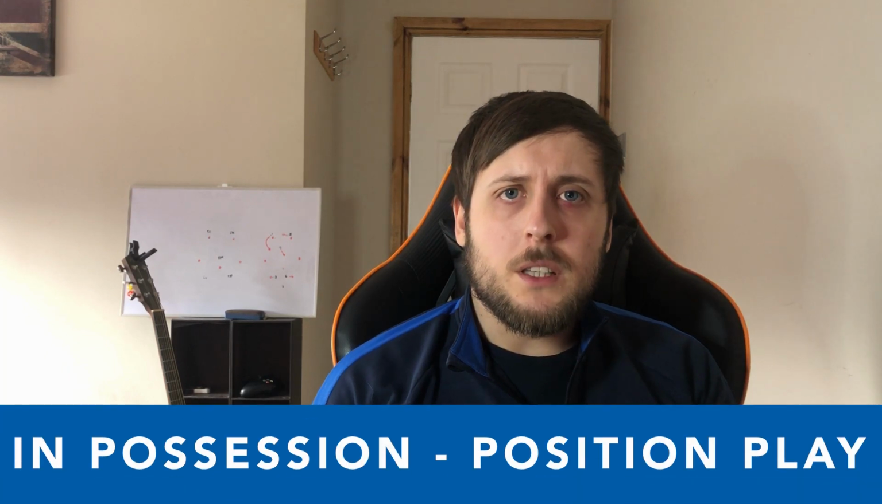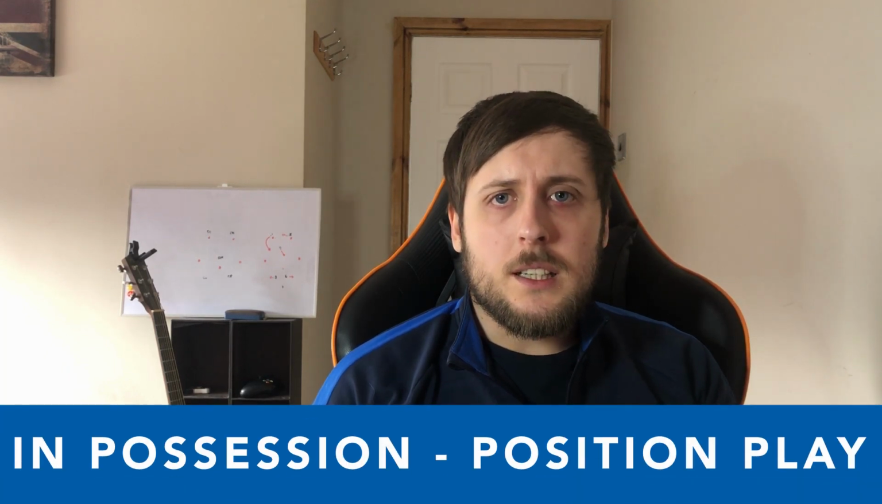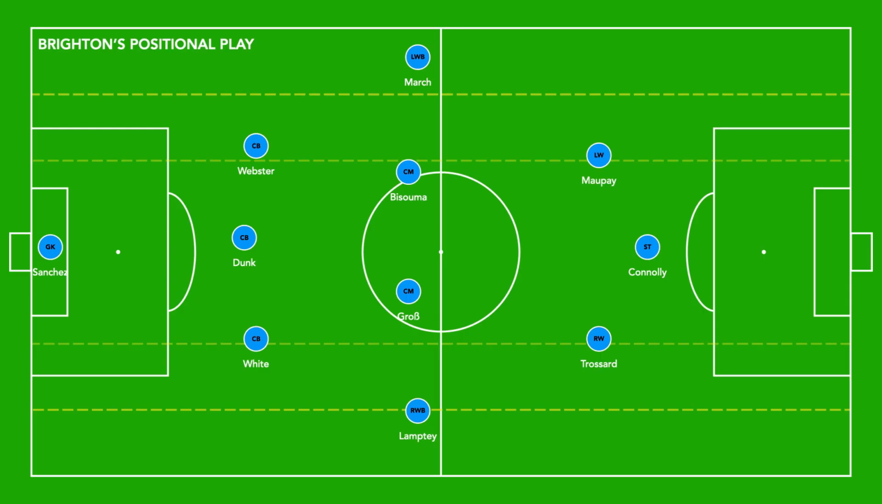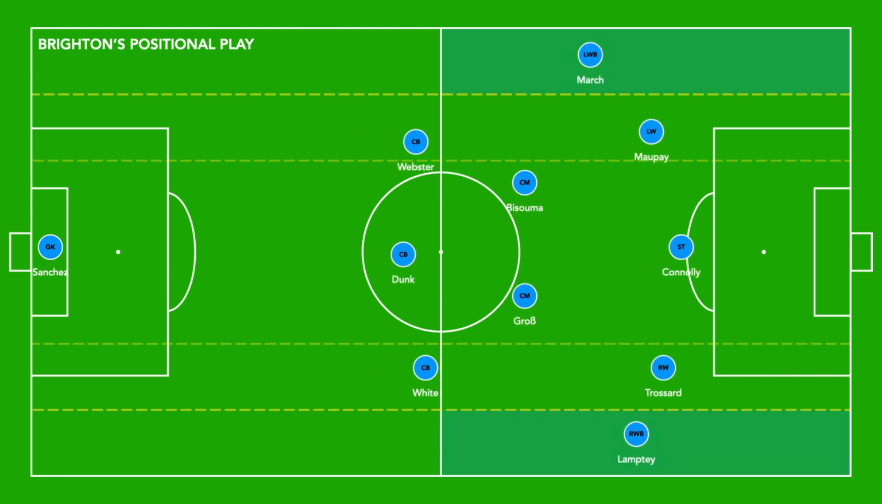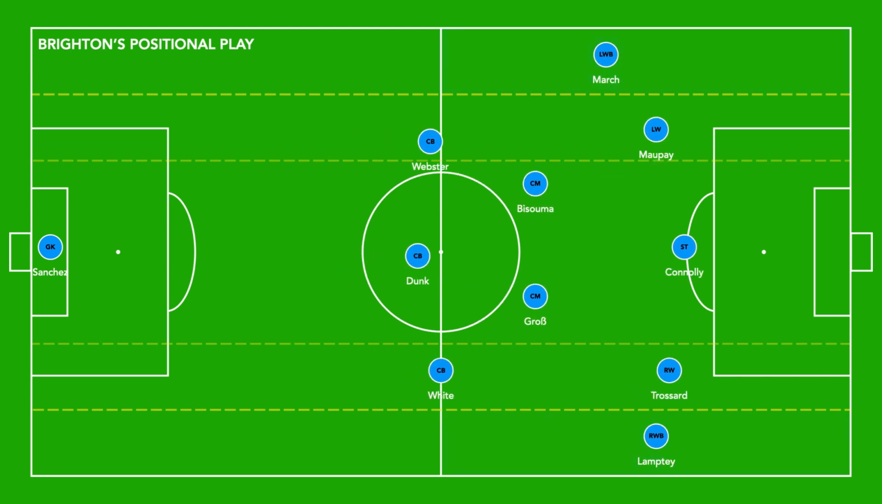Positional play is something that we associate with Brighton, and as the ball begins to progress forward up the field we can start to see Brighton move into a more traditional positional play shape, which tends to be, in Brighton's case, a 3-2-5. This is done by the left wing back and right wing back playing really high and joining that final line with the inside forwards of Maupay and Trossard operating in the half spaces, with Connolly remaining central.